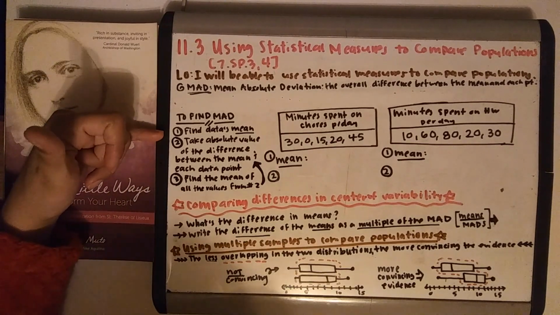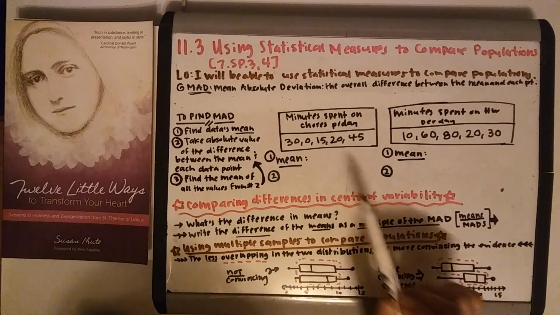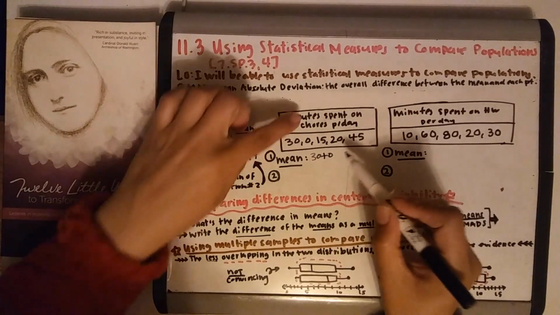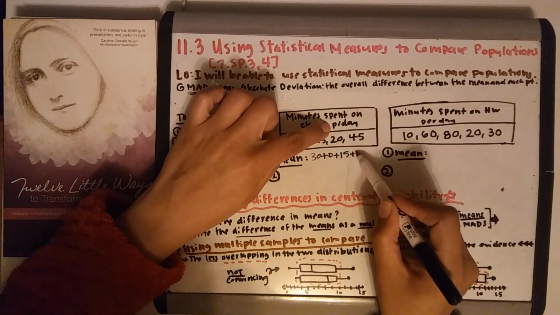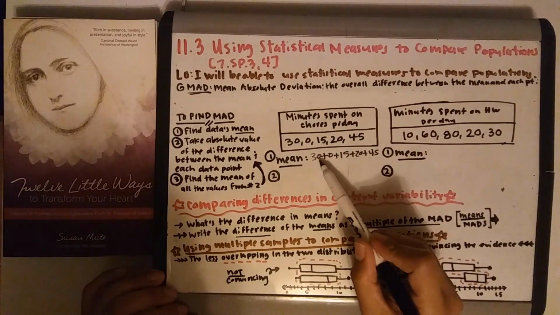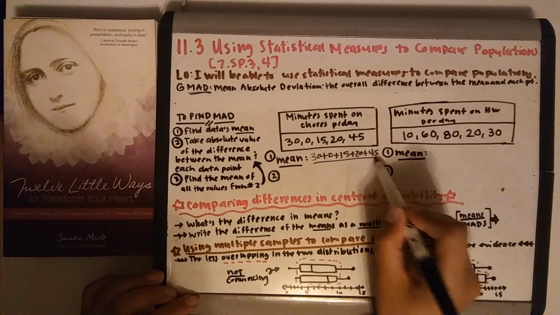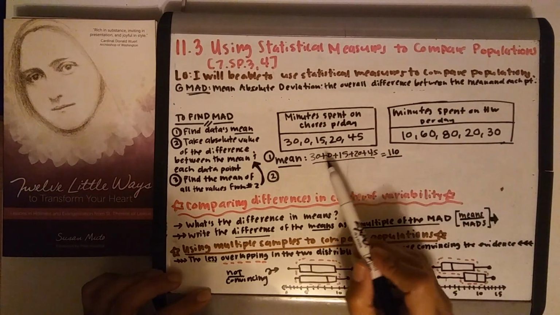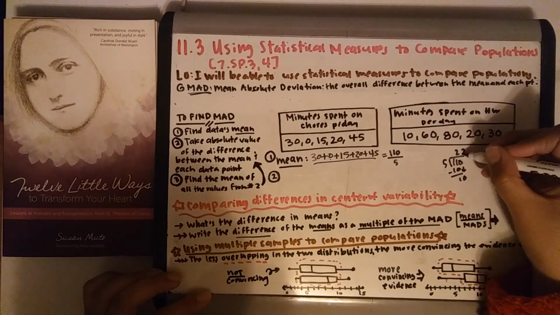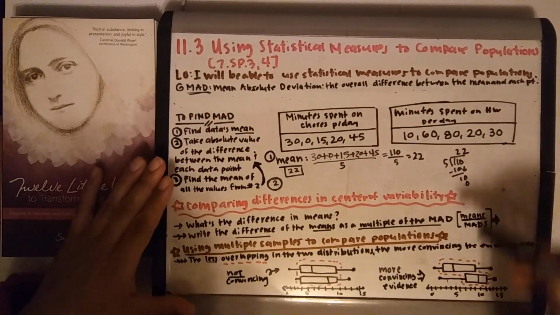So first thing you have to do is find the data's mean. Remember, the mean is the average. So we're going to add all of them together and divide by how many data points you have. So I'm going to say 30 plus 0 plus 15 plus 20 plus 45. So that's 45, plus 45 more, that's 90, plus 20 more, that's 110, and I divide by 1, 2, 3, 4, 5 points. Okay, so I found my mean to be 22.